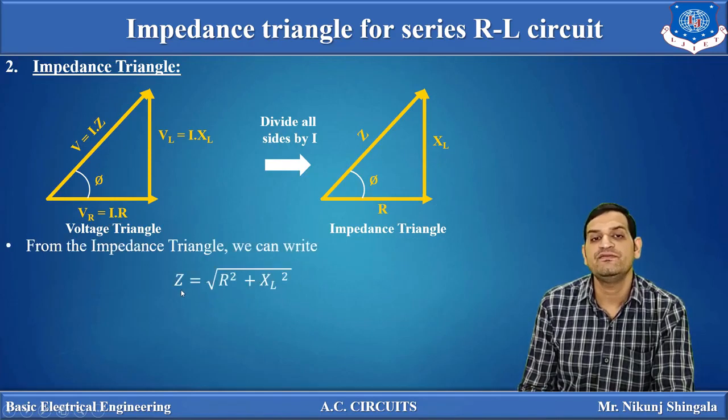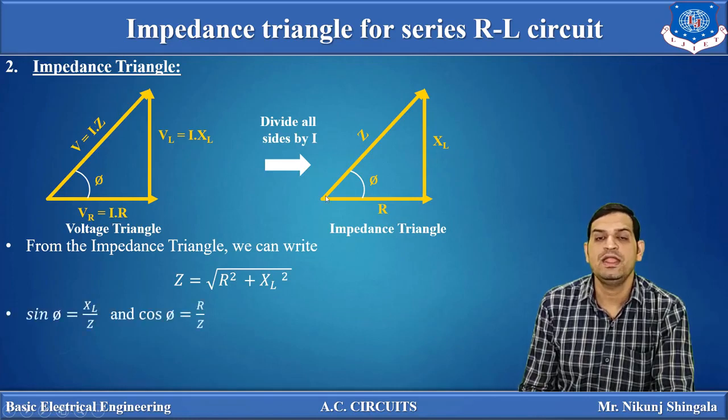From the impedance triangle, we can write Z is a phasor sum of R and XL. So Z is equal to square root of R square plus XL square. And we can also write sine phi is equal to XL divided by Z, and cos phi is equal to R divided by Z, where Z is the square root of R square plus XL square. So this is the power factor which we get from the impedance triangle. All these equations are useful whenever we are solving examples based on series RL or series RC circuits. And finally tan phi is equal to XL divided by R.